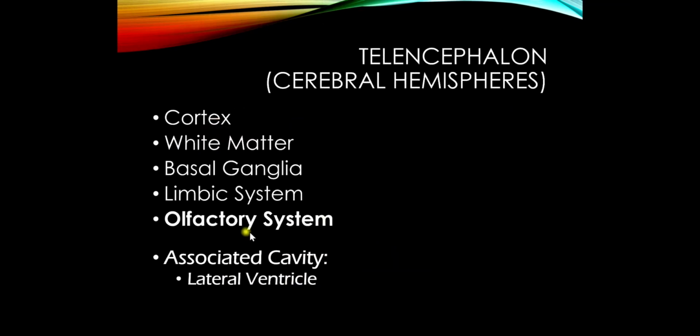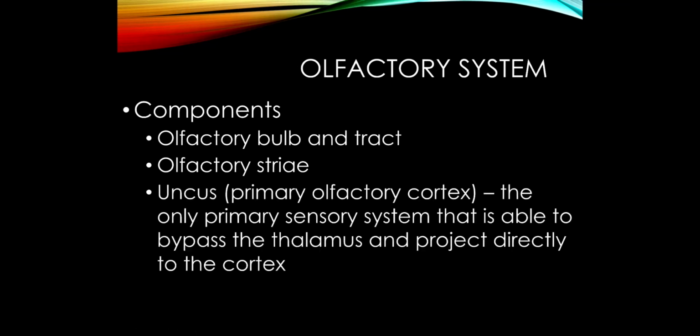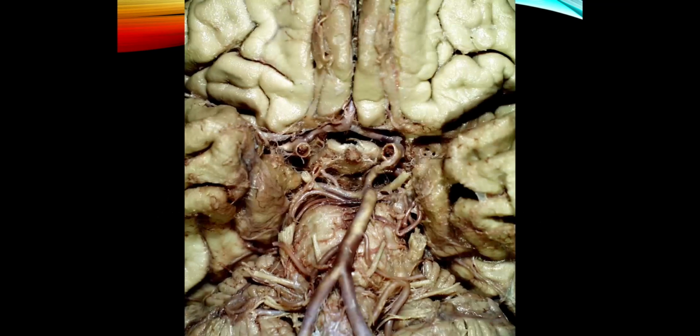Now finally, the olfactory system, which we'll just say a word or two about. The olfactory bulb and tract, I've already mentioned, and then there are these connections, the olfactory stria, which connect the bulb and tract with the uncus, which remember is primary olfactory cortex. The amygdala also talks with the uncus. Remember, the amygdala is just deep in this area. So here we have the olfactory bulb and tract going back here to the uncus.